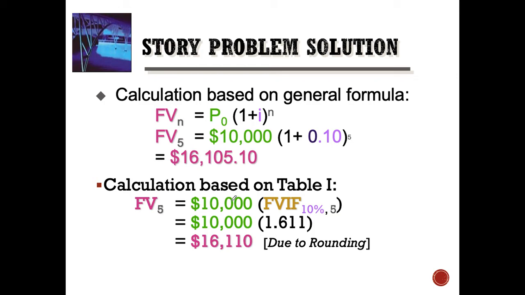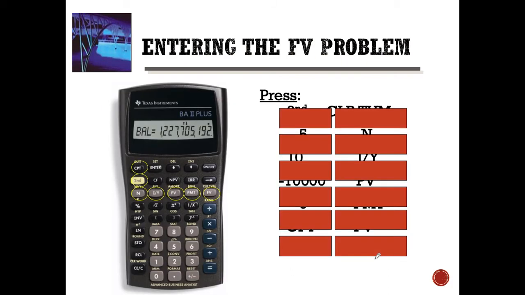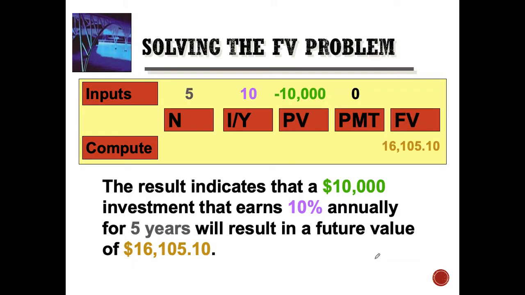This is the calculation based on table I. If we have 10% and 5 years, the factor is 1.611, so the final result is $16,110. Due to rounding, it's actually almost the same, and the result using the calculator should be the same.